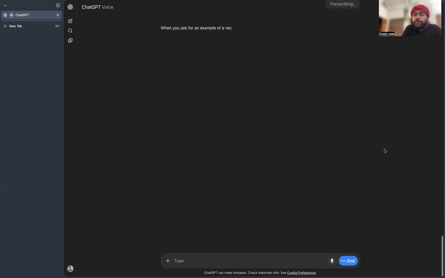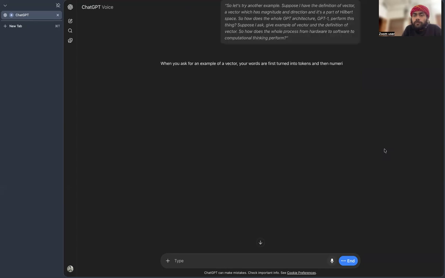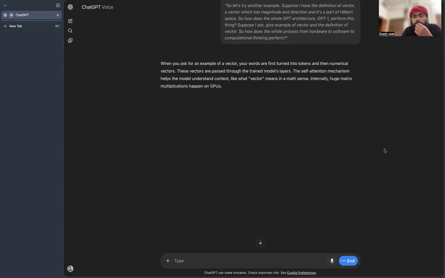When you ask for an example of a vector, your words are first turned into tokens and then numerical vectors. These vectors are passed through the trained model's layers. The self-attention mechanism helps the model understand context, like what vector means in a math sense. Internally, huge matrix multiplications happen on GPUs, refining meaning at each layer. The model, having seen countless texts, predicts a coherent, learned response about vectors. So it's math and memory, matrix ops based on patterns from training, delivering a relevant answer.